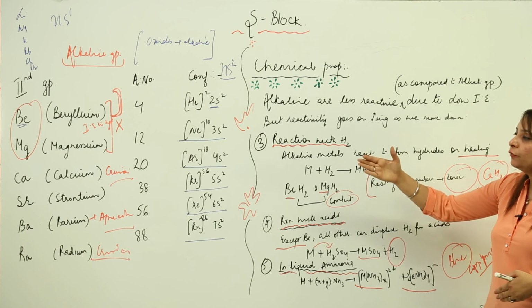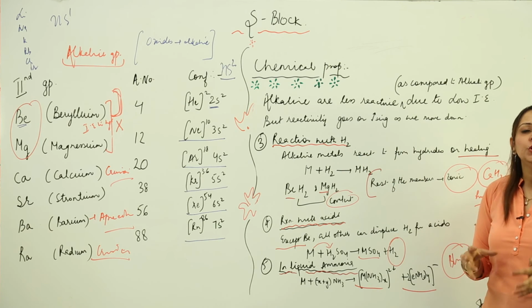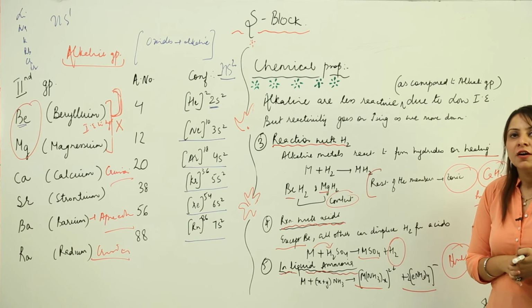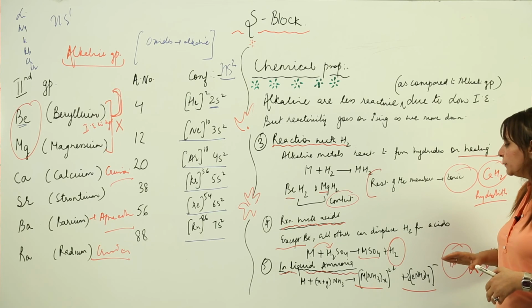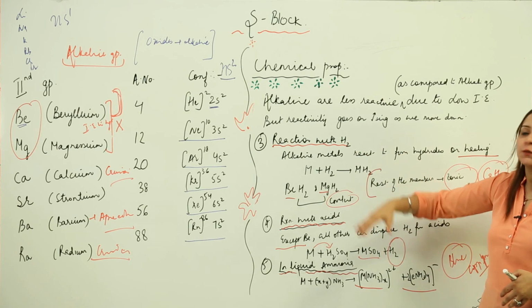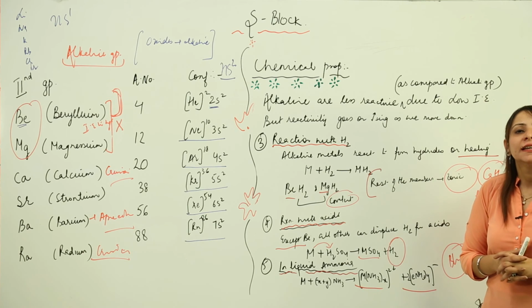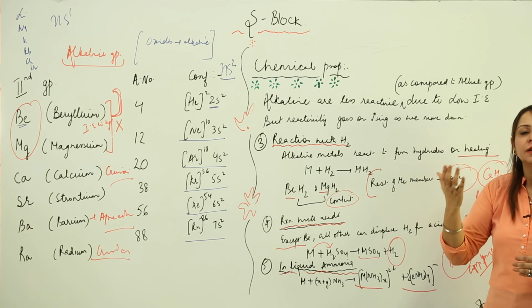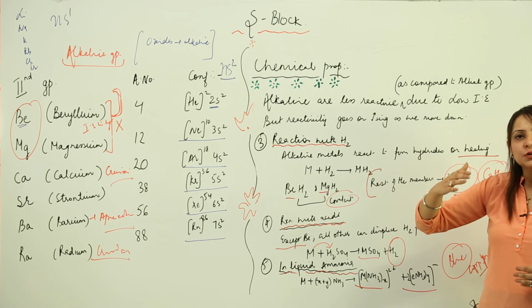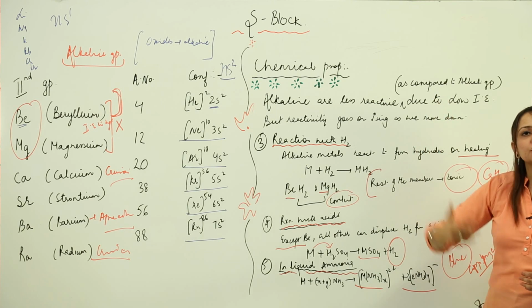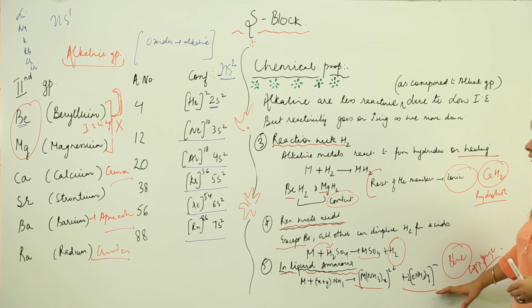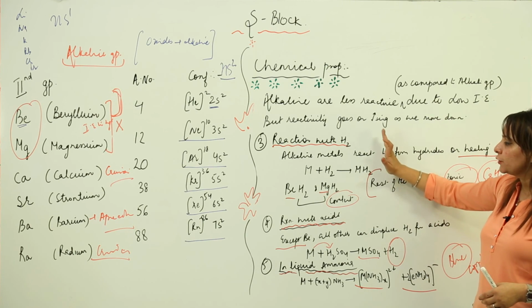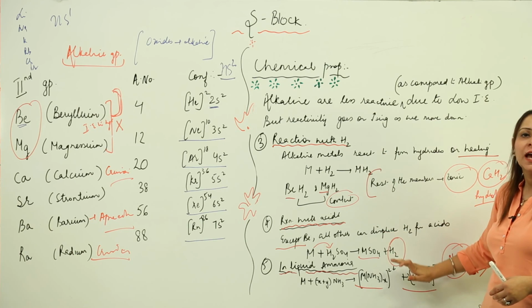And you know that as we move down the group, the tendency to form ammoniated ions actually decreases, right. It is best formed with the metals which are smaller in size, that means which occupy the first three to four positions in the group. So it is favored by those. So this is the reaction with hydrogen, acids and liquid ammonia.